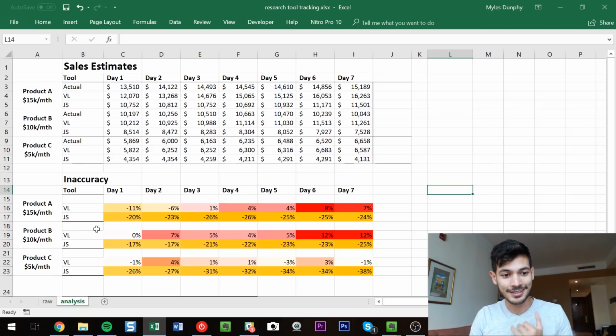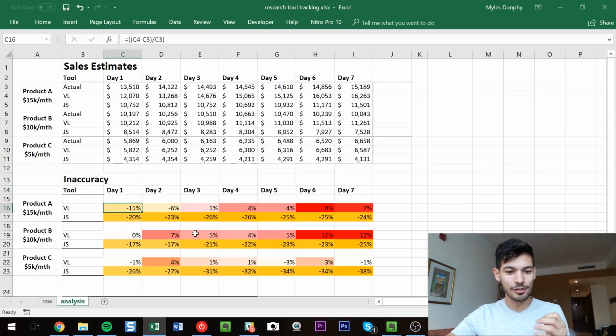I've been using mainly Jungle Scout up until now, and I'm also now more and more using Viral Launch. And actually, after this, I'm going to be using Viral Launch more so than Jungle Scout, and I'll show you why. You can see here that both of them, they're actually like relatively stable.